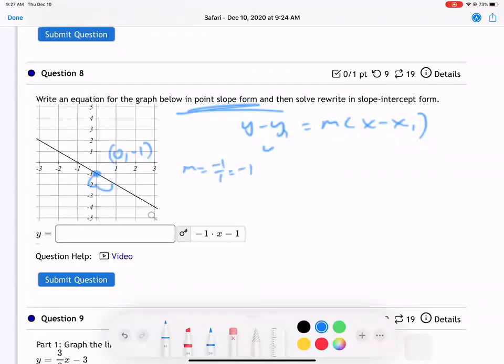So we fill it out. y minus negative 1, that's my y, is equal to negative 1 times x minus 0. y plus 1 is equal to negative x. Minus 1 to both sides. y is equal to negative x minus 1. Okay, that's our answer.